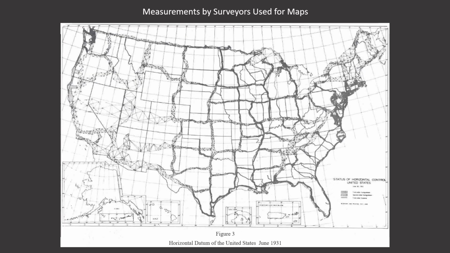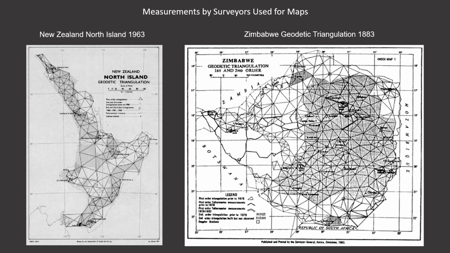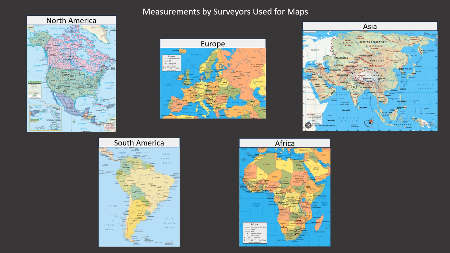And here's an example of a very large triangulation network that was used for the horizontal datum of the United States back in 1931. On the left, we have the triangulation network for Britain, and on the right, we have the Great Trigonometrical Survey of India. Here's two more examples, the North Island of New Zealand on the left and Zimbabwe on the right.